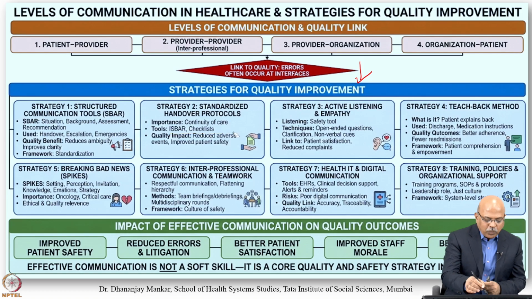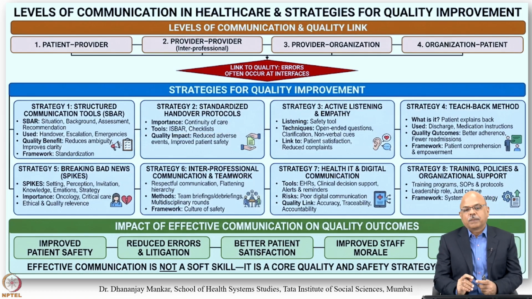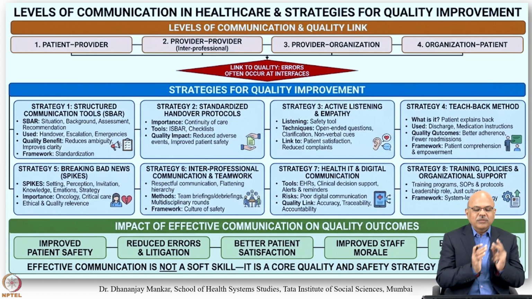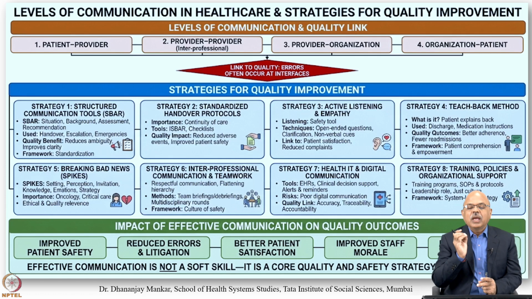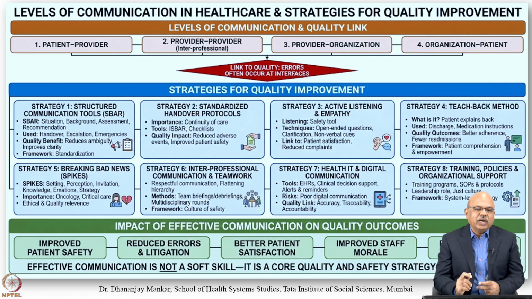And this is a very important way of dealing with the strategies of quality improvement. Strategy 3 can be active listening and empathy. We have already discussed in the previous chapter that this can be identified as a safety tool, which is more linked with open-ended questions which are more subjective, and there is a clarity that it gives non-verbal cues on how you are working towards a patient's understanding. The link can be that patient satisfaction is higher, and it reduces complaints from the patient or patient's relatives.